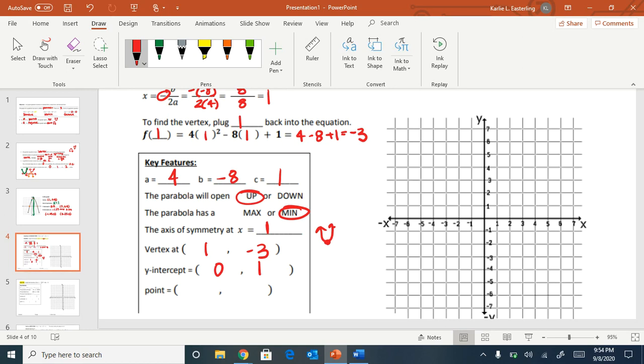And then let's actually graph these first 2 points real fast. Our vertex was at 1, negative 3, and then we had that point at 0, positive 1. Remember that axis of symmetry is right there, so we're also going to have a point here at 2, positive 1.